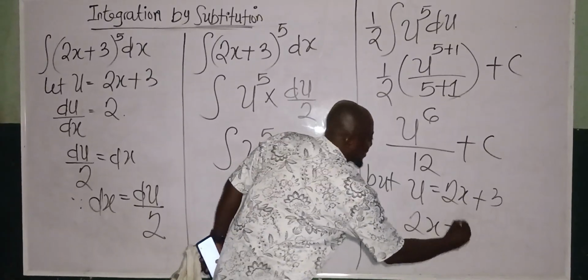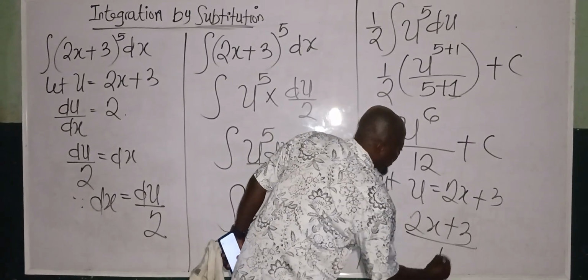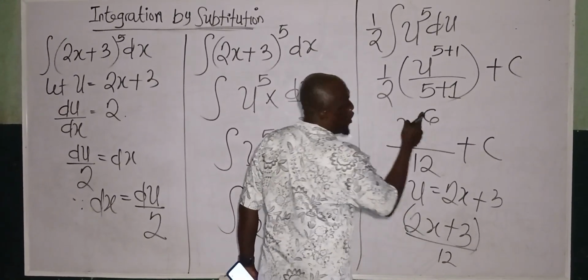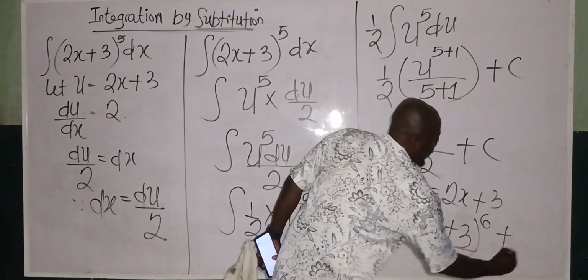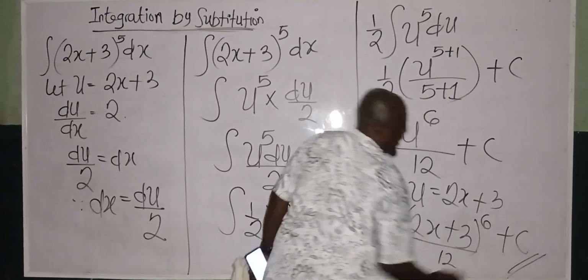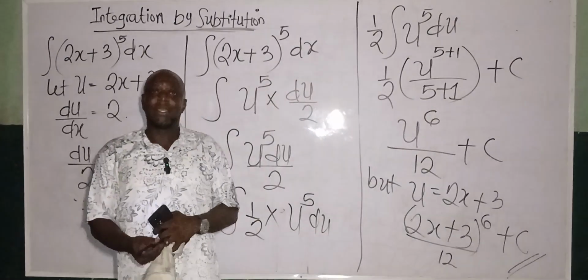That becomes (2x + 3)/12, all raised to the power of 6, plus c. This is it. This is how this is done.